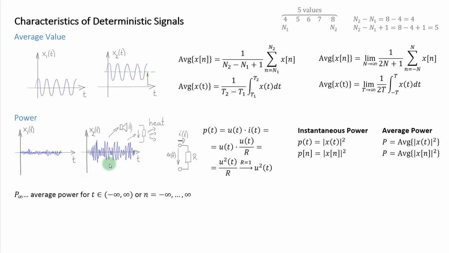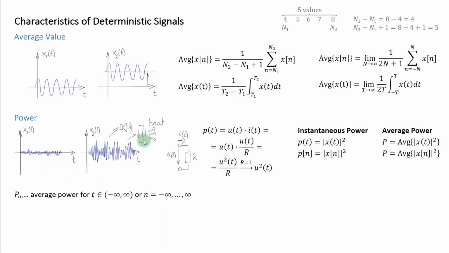Now, how do we formalize this? Imagine that you would put these two signals to a speaker, in which case the speaker would give you a louder sound. Well, that would be the case of the second signal. Or alternatively, imagine that these two signals are voltage which you put on a resistor.